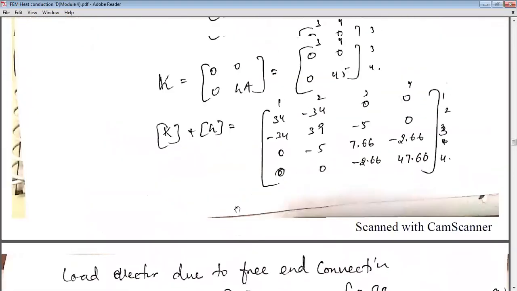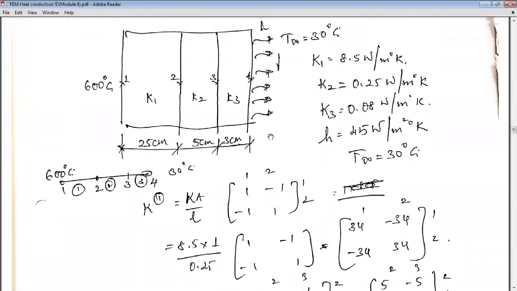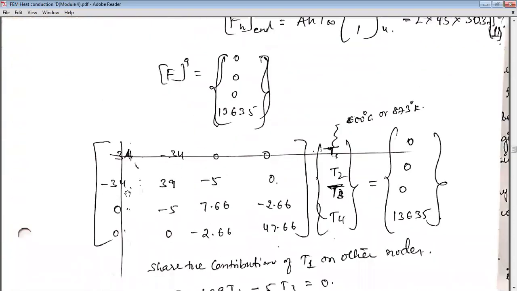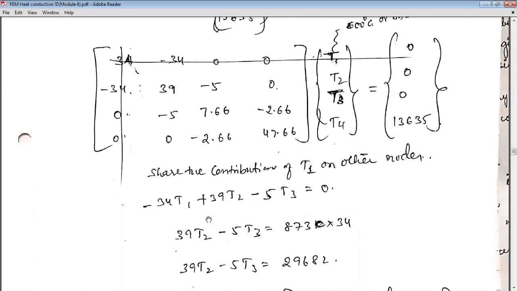Look at this. What is that specified here? Of course, everything is to the right. I will use accordingly the equation. This T1 is specified. So T1 is specified means consider that row which does not have 0 in first row or first column. The only row which does not have 0 in first row or first column is this second row, because the first row has 0 in first row, these have zeros in first column. So this is the only row which does not have 0 in first row, first column. So I'll use minus 34 T1, 39 T2, minus 5 T3 is equal to the second row RHS.